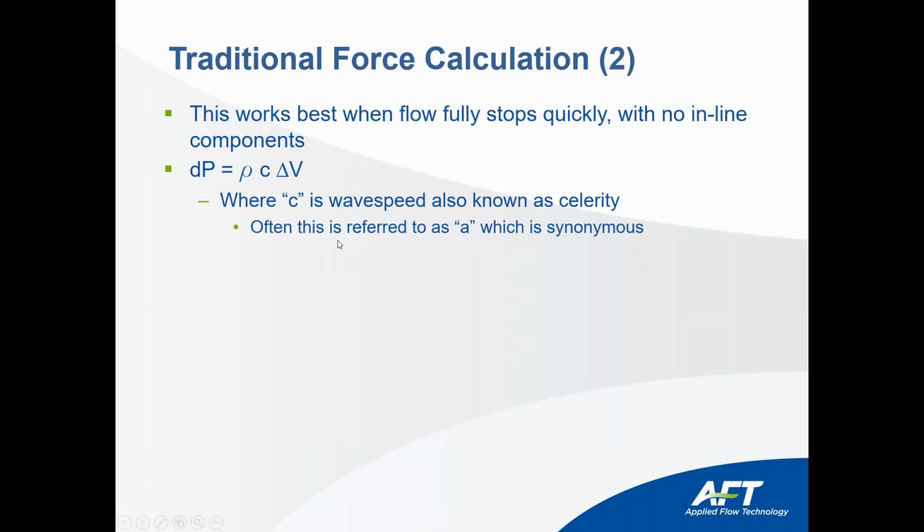So this works best when fully open stops quickly, which means we close the valve completely, as in the example. And to determine the unbalanced pressure, we have dP equals rho times C times delta V, where C is the wave speed, also known as celerity. Often it is referred to as A, as a synonymous term.